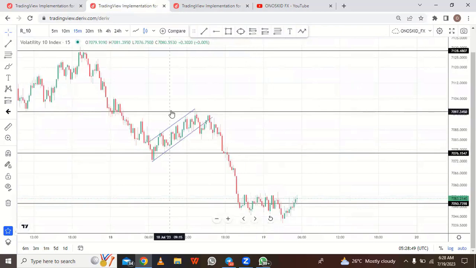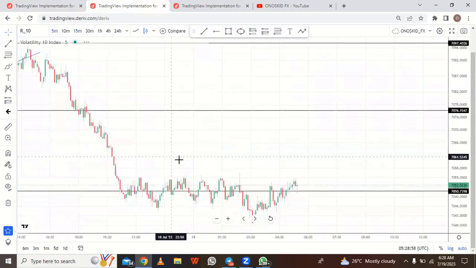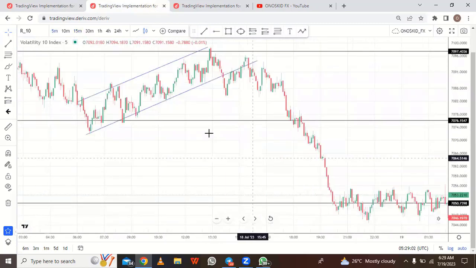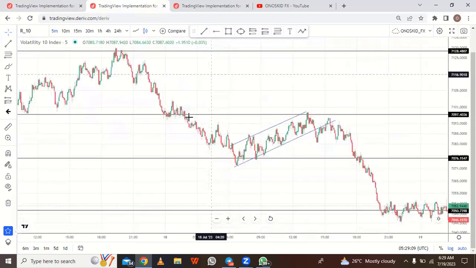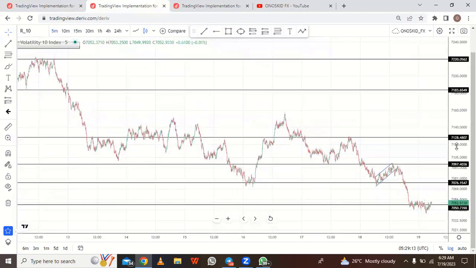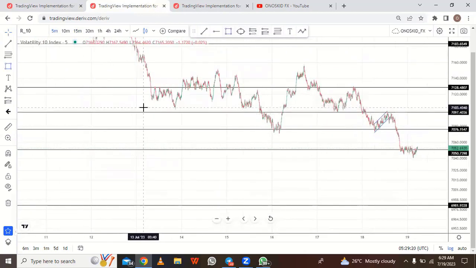Then I was not able to see a good rejection, so I scaled down to the 5 minutes, since I was not able to see a good rejection on the 15 minutes. And what I discover is these two candles. These two candles signify a lot. Number one, this is a good zone. What I mean by a good zone is a good area of support and resistance.